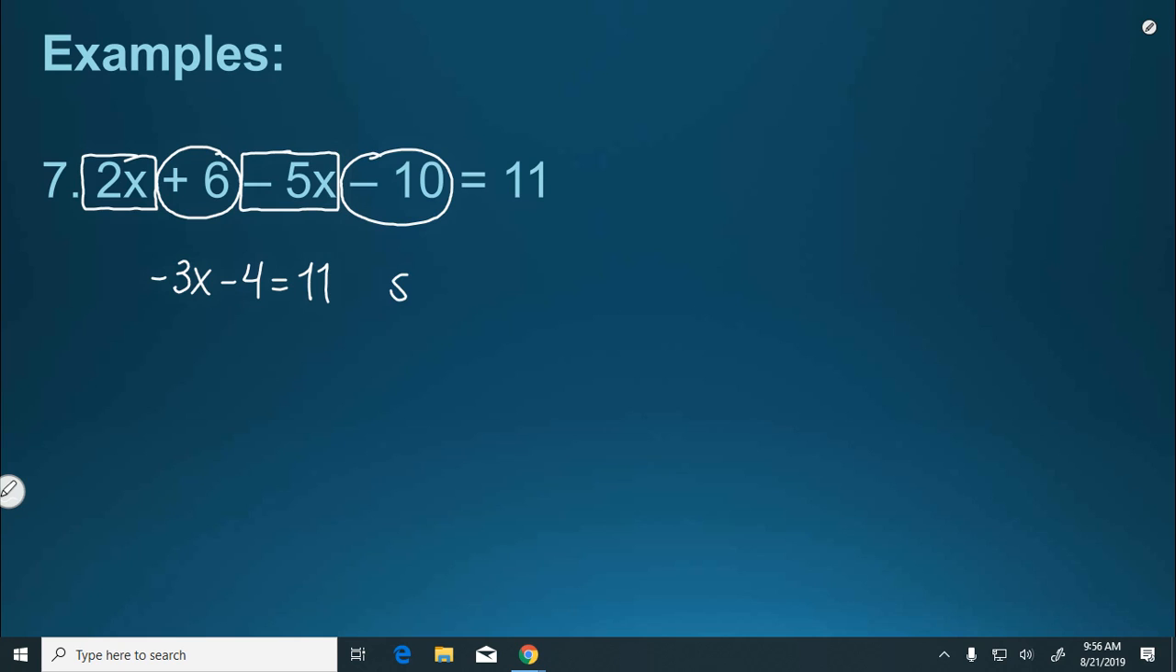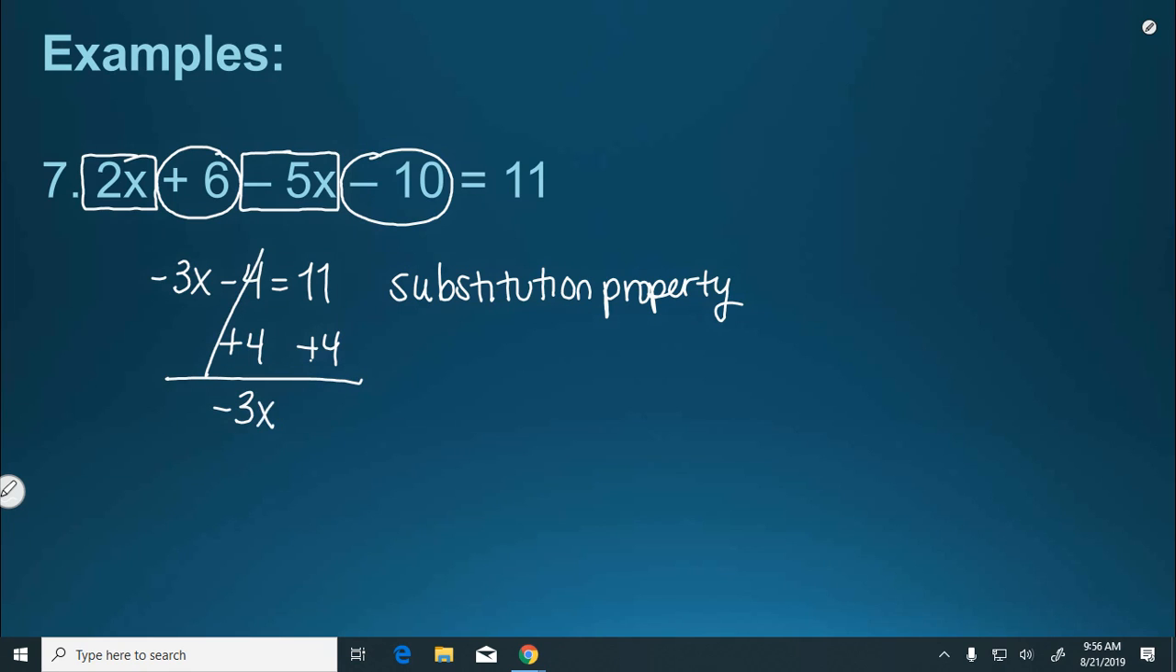And I got that by using the substitution property of equality. To me, it looks like I'm simplifying, but really what I'm doing is substituting 2x minus 5x with negative 3x and 6 minus 10 with negative 4. So now I'm going to use the addition property of equality to get rid of the 4. So negative 3x equals positive 15.